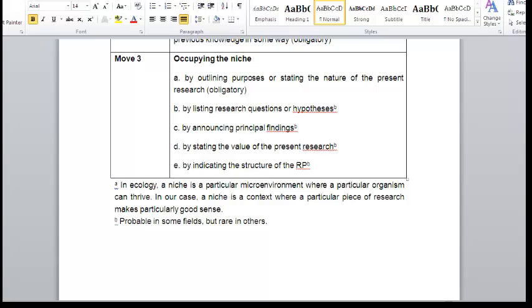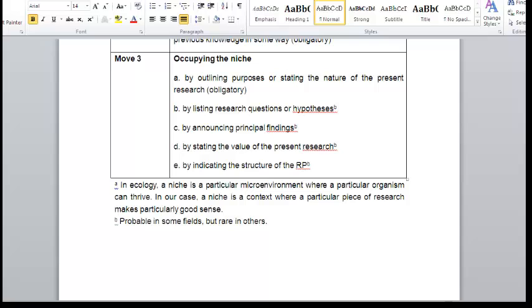That may be how you occupy the niche. But remember with move 3 that you need to outline specifically the purpose of your research, so what you're going to do, and also why is your research going to be the research that fills that void that you identified in move 2. So some ways of doing that, B through E.